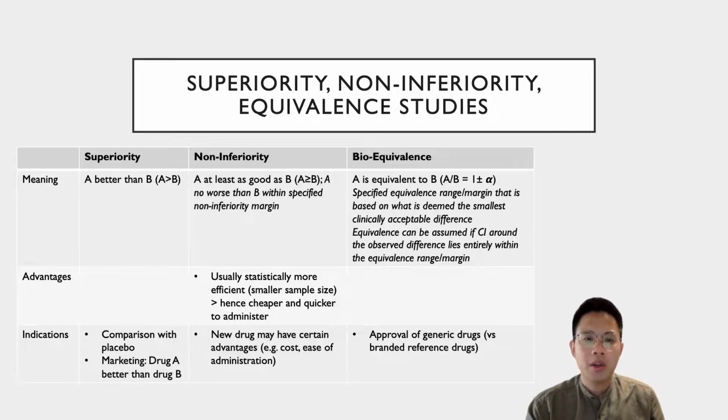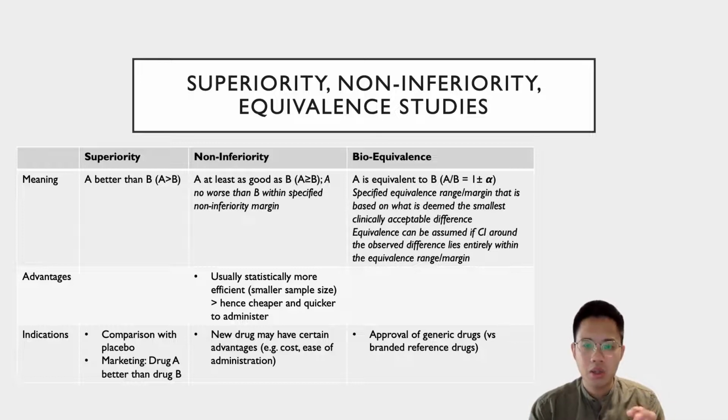When we do a superiority study, we are trying to assess whether A, which is the intervention, is better than B, the control. When we are looking at a non-inferiority study, what we are trying to say is that A is at least as good as B, right? Within a predefined non-inferiority range. When we are looking at bioequivalence, we're actually trying to say that A is equivalent to B.